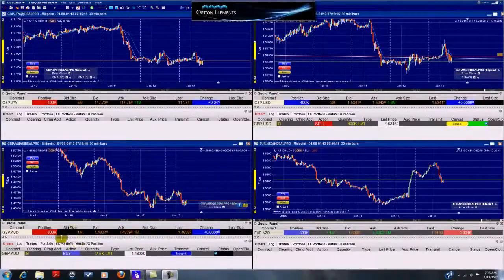Let's see, we've got a short order working in the British pound Australian dollar pair. Just went short 400 of the British pound USD, and we are long British pound Japanese yen, and we're long 400 of the British pound USD. So let's look at this.